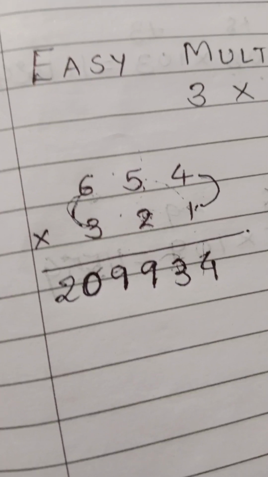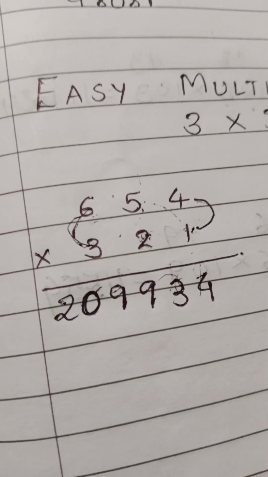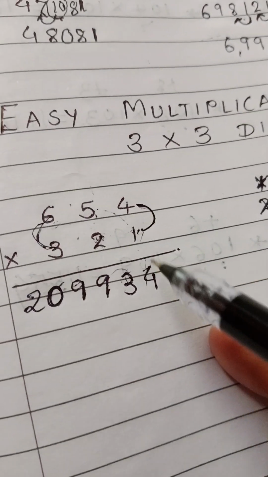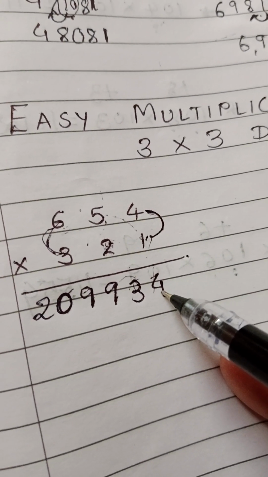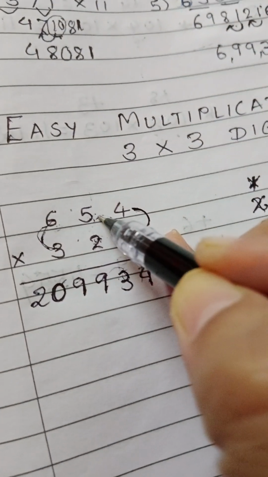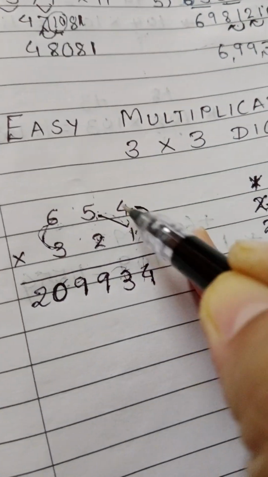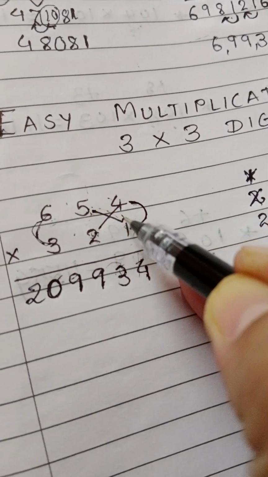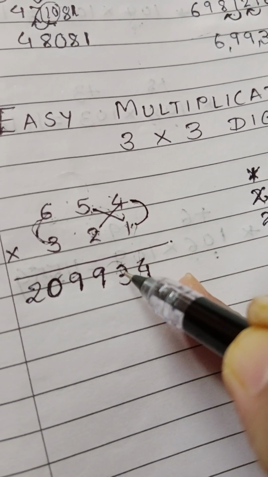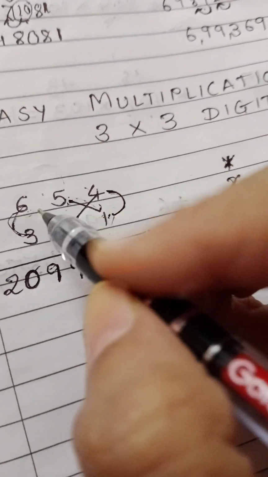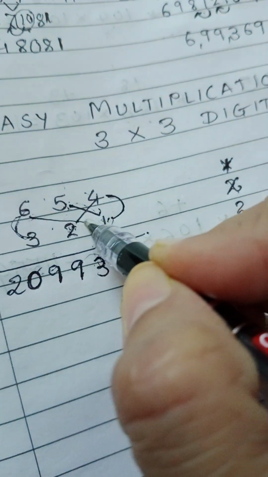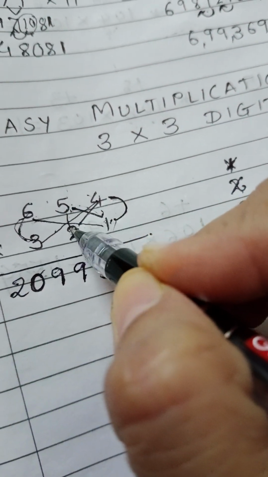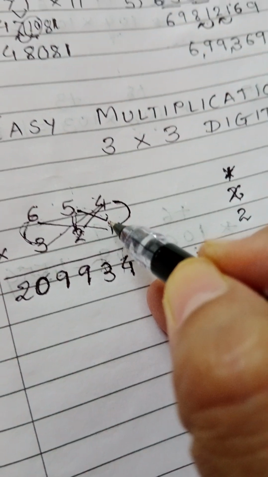I will explain what I did one more time. First I multiplied 4 by 1. So I got 4 here. Then I multiplied 5 with 1 and 4 with 2, and I added both these products. After that I multiplied 6 by 1, 4 by 3 and 5 by 2, and I added all the 3 products.